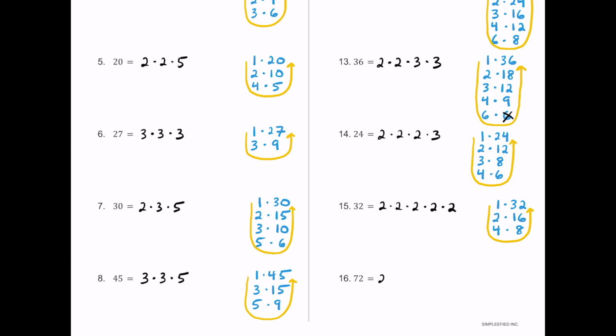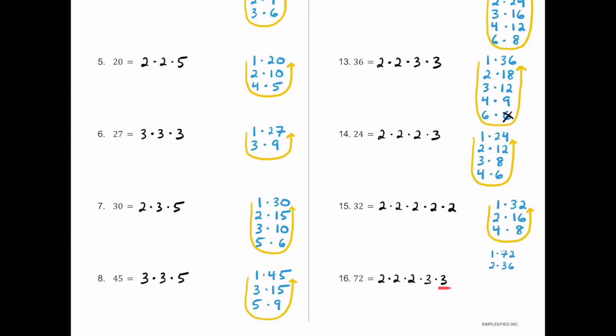For number 16, we have the number 72. 72 breaks into 2 times 2 times 2 times 3 times 3. Alrighty, so if we were going to use those, the factors for 72, I'm going to start with 1 and 72. We do see a 2 here, so 2 times the rest of these. 2 times 2 is 4, times 3 is 12, times 3 is 36. So we have 2 and 36 as another pair of factors.